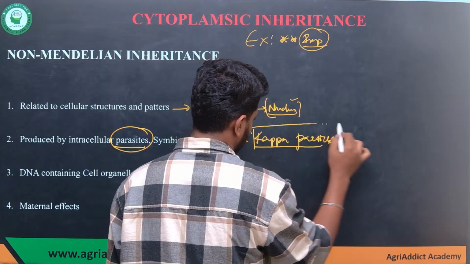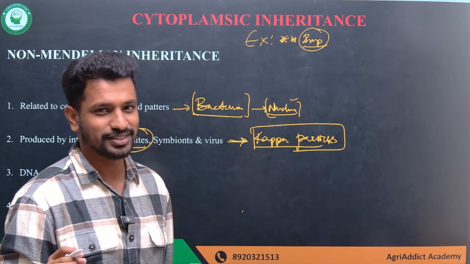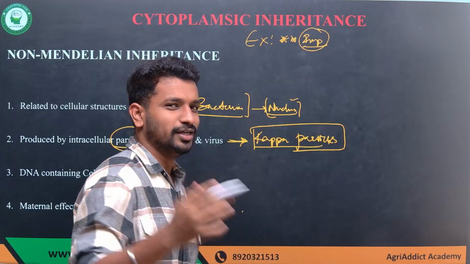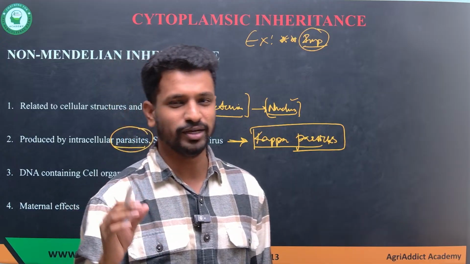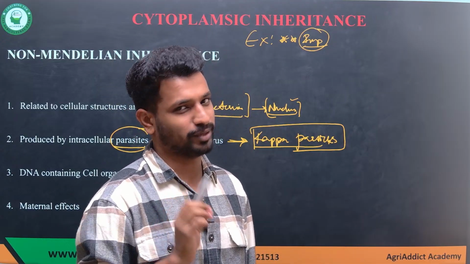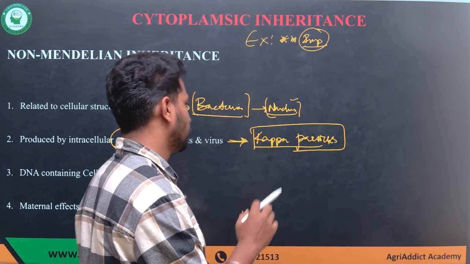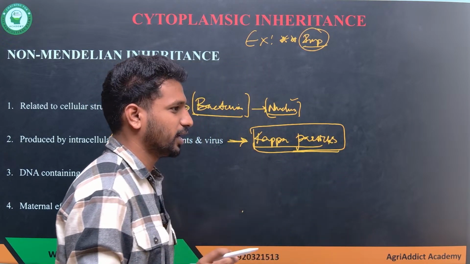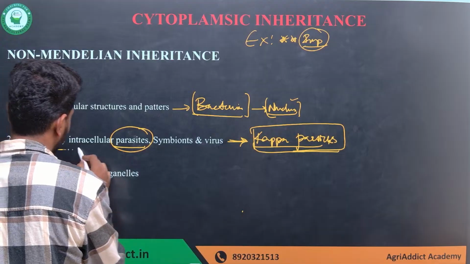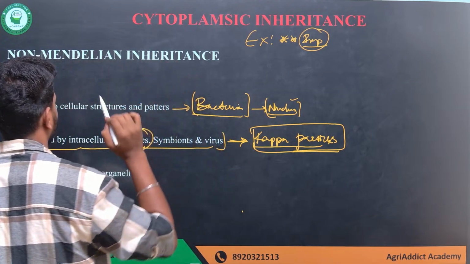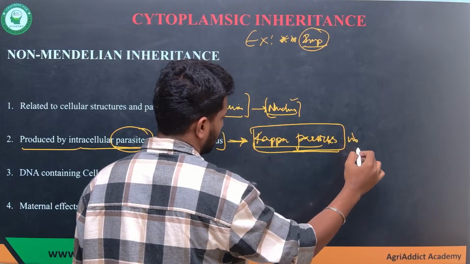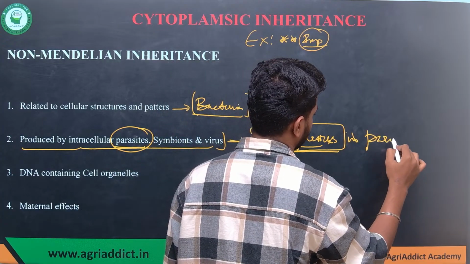So now don't scratch your head to understand what these kappa particles are, what the inheritance pattern is. If you are a student of the master course, you must already know it because I have clearly explained it in the class. But if you are doing self study and you don't understand it by any chance, do not worry about it right now. Just know that this is the example for the non-Mendelian inheritance. It is kappa particles in which organism? It is in the paramecium. Okay, that's it.